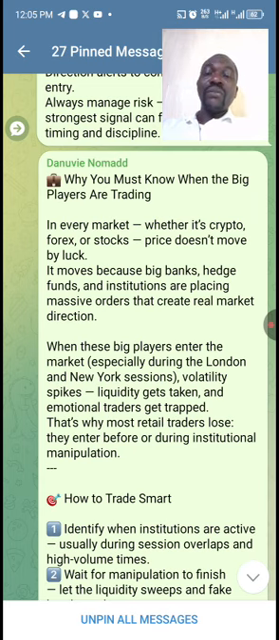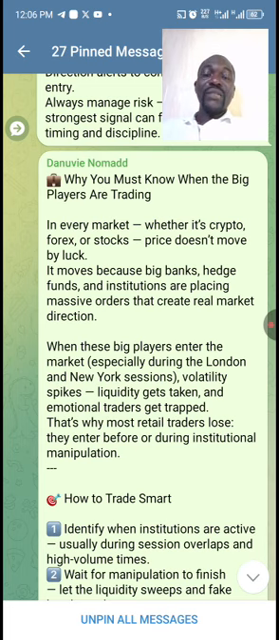Okay, let's move on. When these big players enter the market, especially during the London and New York session, volatility spikes. So you can see in bracket, it says especially the London and the New York session. These are the times when the big banks and the corporate institutions, the investors, enter the market and start placing their trades. At this point in time, the volatility begins to pick up. This is when trading activity usually becomes at its highest.